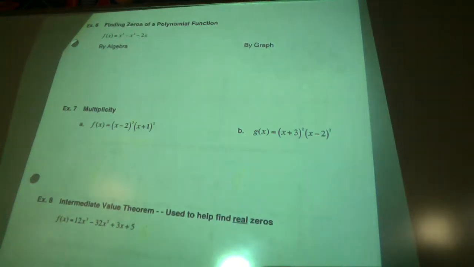So the last page, I purposely stopped at example 5 so that today with example 6 we can review what we left off with example 5. So you're going to find the zeros of a polynomial function using algebra or by graphing.